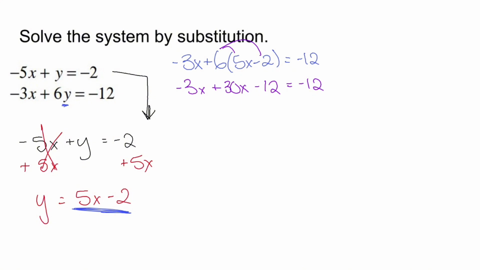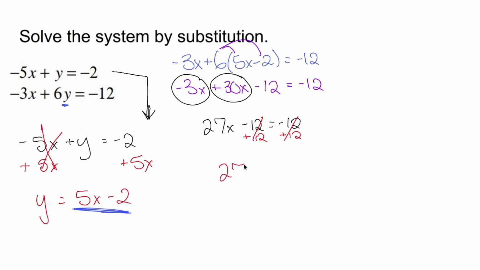Now, combine like terms on the left. -3x and 30x make 27x minus 12 equals -12. Now, this is going to be super convenient, and it's going to look like you did something wrong, but you didn't. I have -12 on the left. I also have -12 on the right. So in order to get rid of -12, you add 12 to both sides, and that makes both of them cross out. So 27x is going to equal 0. Divide both sides by 27, and x equals nothing.